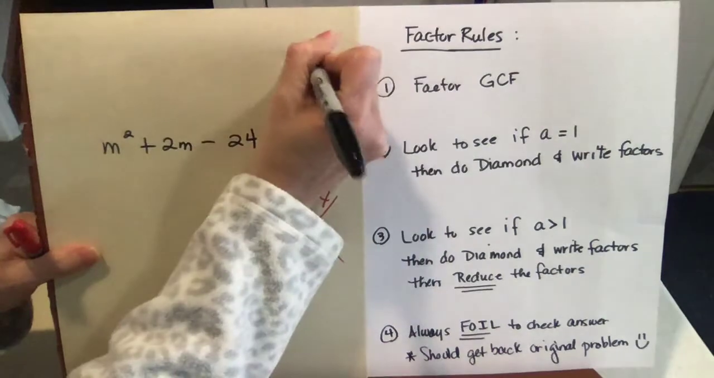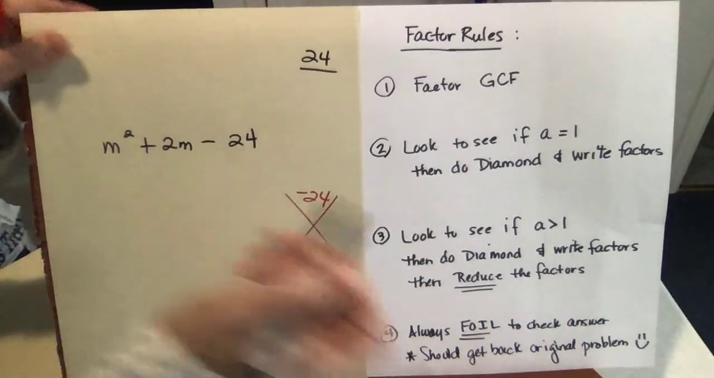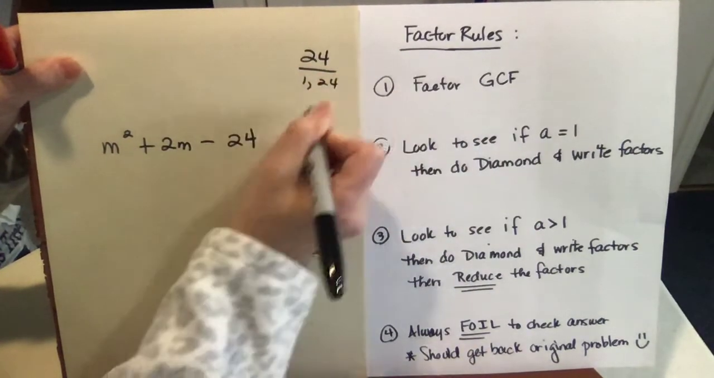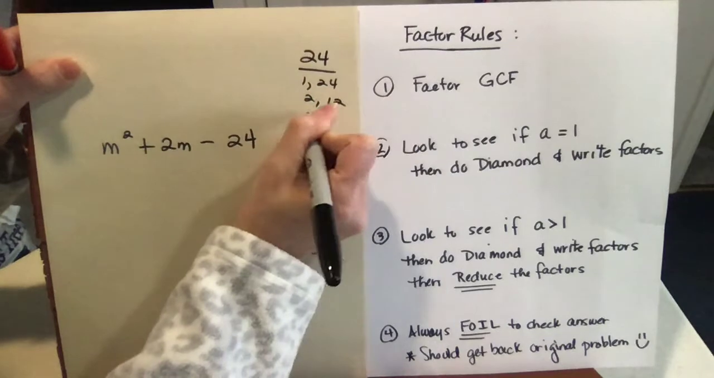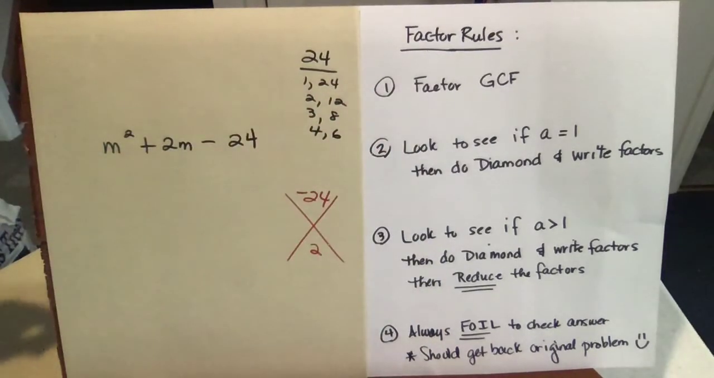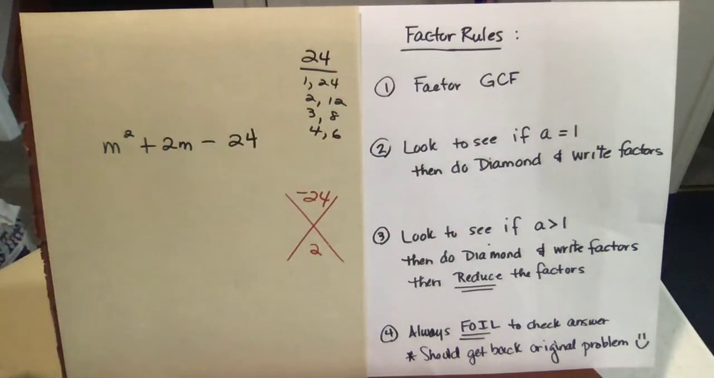All right, we're looking for factors of 24. Ignore the negative sign, okay? That could add to 2. So we're just going to list all our factors of 24. So 1 and 24, 2 and 12, 3 and 8, and 4 and 6. So notice how I go 1, 2, 3, 4 and keep going to make sure they divide in and then get the partner to it.